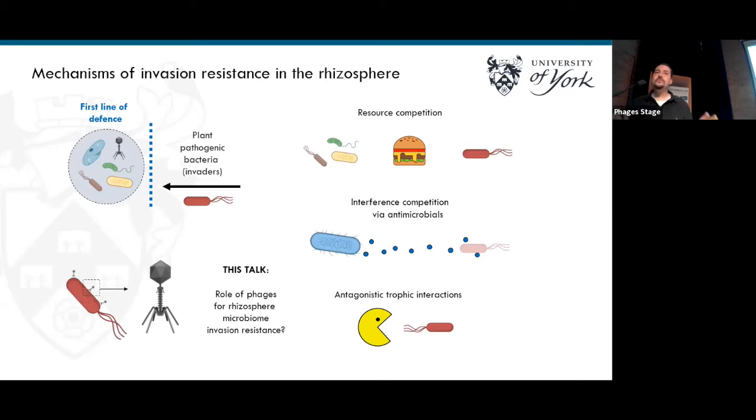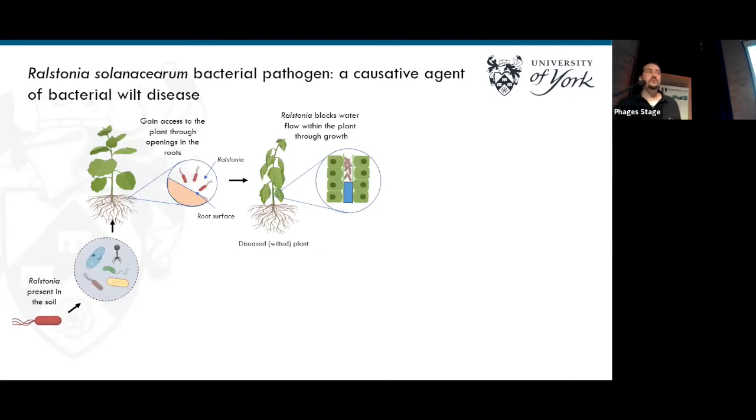In this talk, I'm going to be focusing on the role of phages in this invasion resistance, or in shaping natural microbiomes and pathogen invasions. My model bacterium is called Ralstonia solanacearum. It's the causative agent of bacterial wilt disease on hundreds of plants, including multiple agriculturally important crops like potato, tomato, banana, aubergine, and so on.